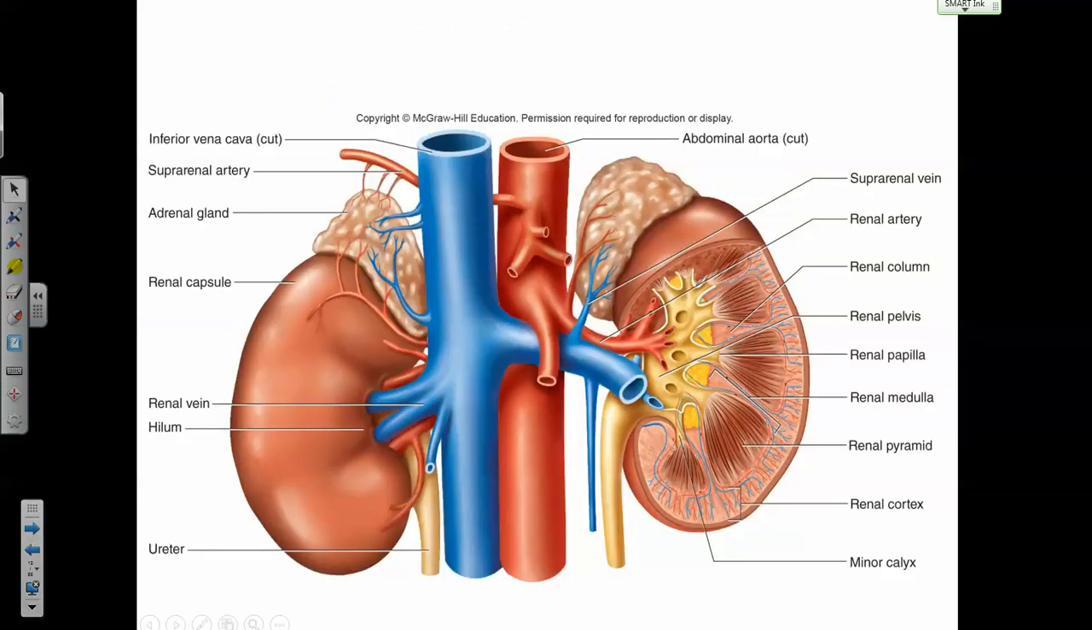And there you see it again. Your notes are just loaded with pictures of the kidney. This is very important. There are a lot of questions on the test that involve structures associated with the kidney. Okay. And so you can review.